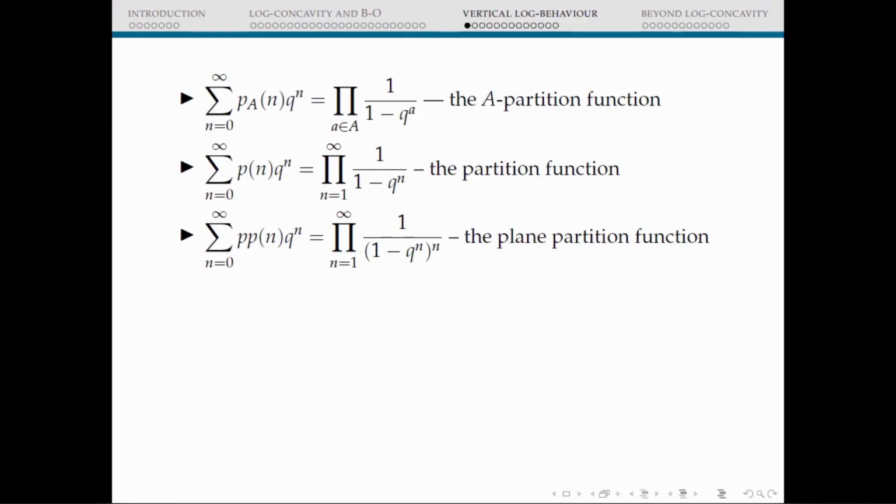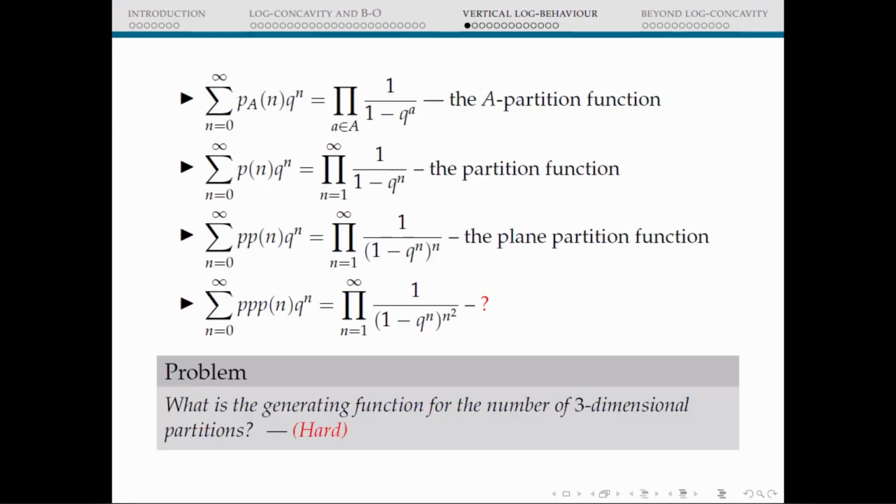takes the following form. As I mentioned at the beginning, the plane partition function corresponds to the two-dimensional partition somehow. So now I can ask, how does the three-dimensional partition function look like? Is it of the following form or something similar? It turns out that it's not true, and in fact nobody knows, because it's very complicated, and a lot of people suspect that there is no easy generating function for that function.